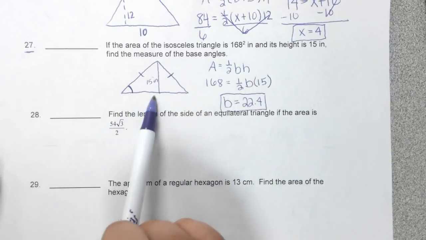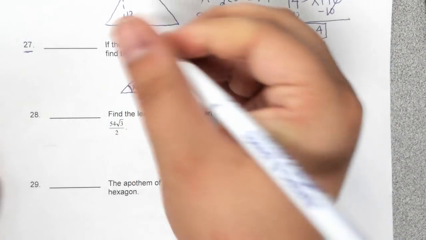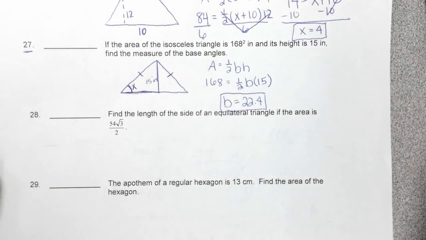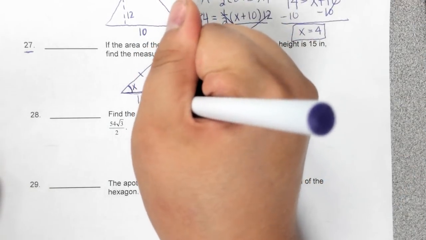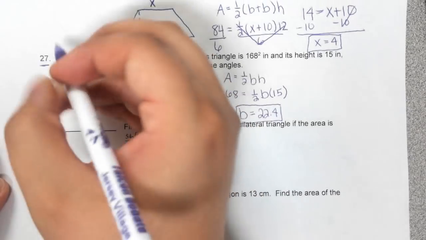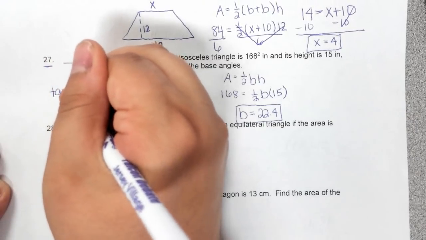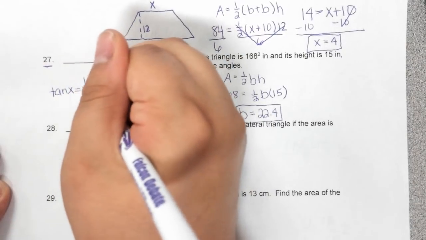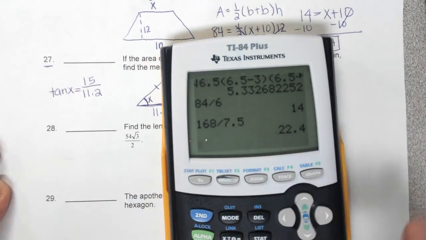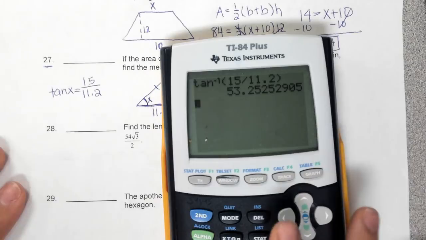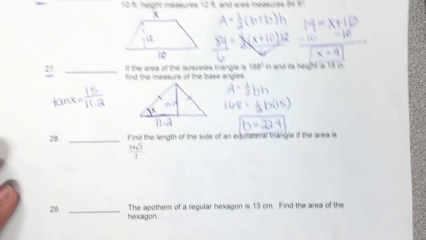So that's the base. Now to find this angle right here, it's isosceles. So what do I know this is if the whole thing is 22.4? It's 11.2. How can I find that angle right there? Trig. I have opposite and adjacent. Tangent. I love trig. So my angle is 53.3.